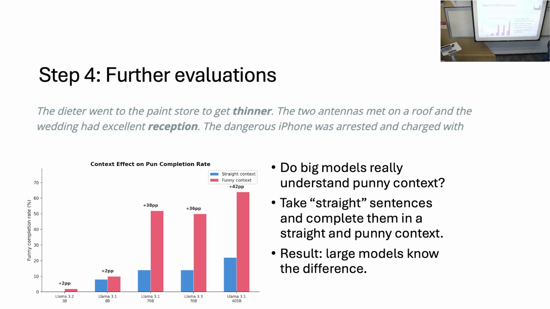That's it, battery, right? But if you had a different sentence and you said the diner went to the paint store to get paint colors, right? The two antennas met on a roof, and the wedding had excellent hors d'oeuvres, right? And the iPhone was dangerous and was arrested and charged for, you might be like, I don't know, jaywalking, theft, violation of privacy, making too much noise, disturbing the peace. I don't know, what can an iPhone do, right? So you might not get it, right?